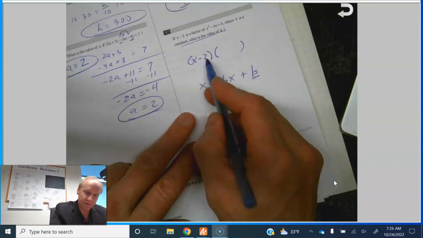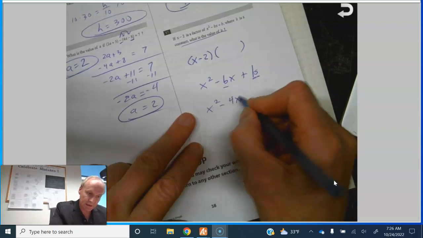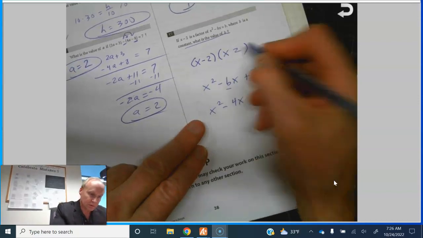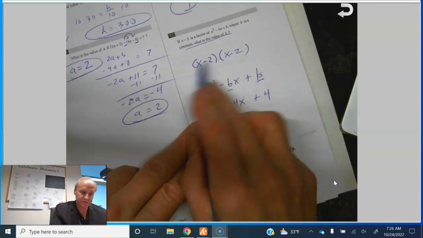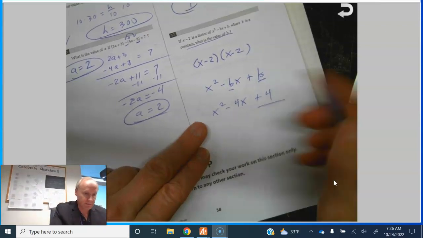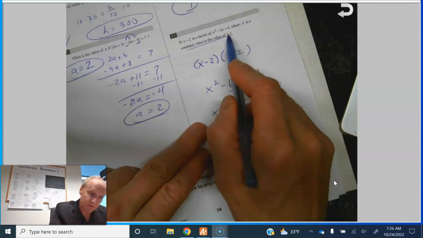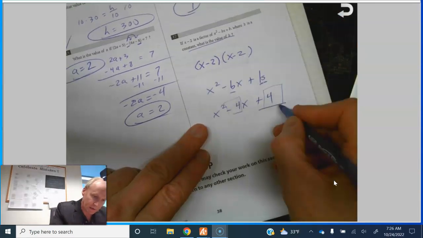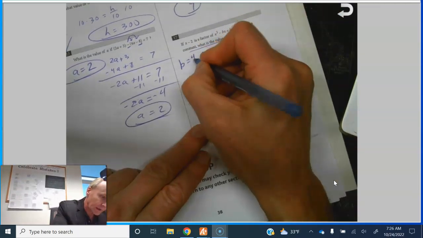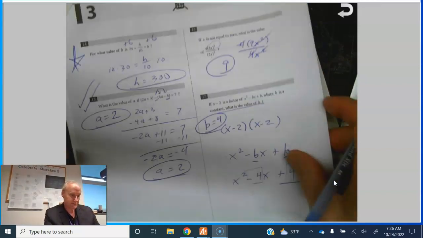Well, if x minus 2 is the number, I want these to be 4. X squared minus 4x plus 4. And this is x minus 2 times x minus 2, which gives me negative 4x plus 4 at the end. These are equal, and this is b, and it says what is the value of b? So b is positive 4, isn't it? And we are done. You should go back and check your answers.